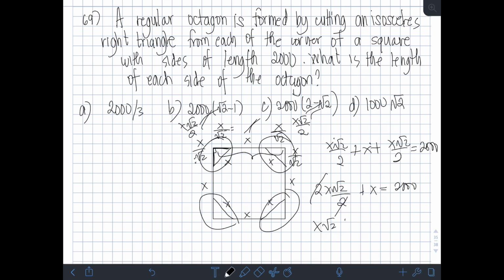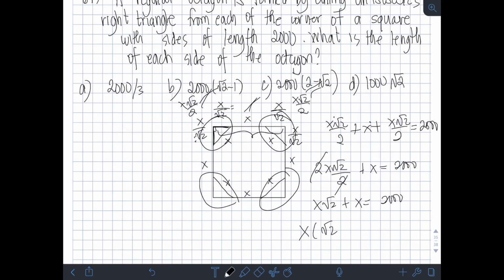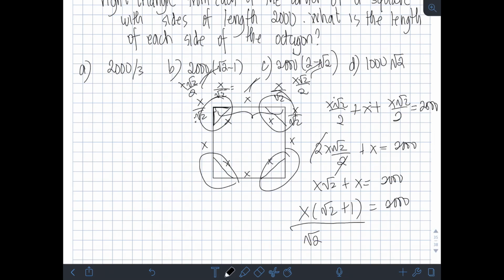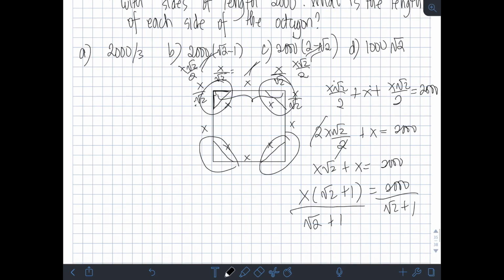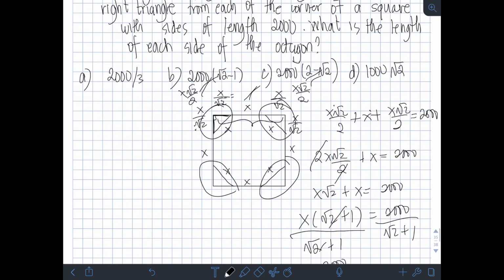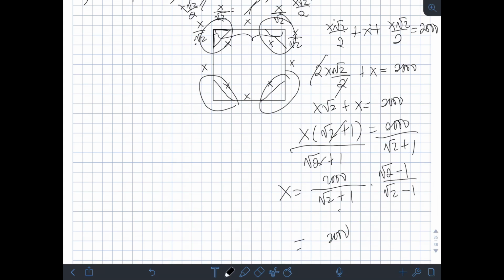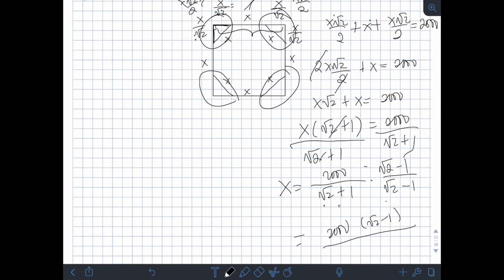So, cancel to. Magiging x square root of 2 plus x is equal to 2,000 or factor out si x: x times (square root of 2 plus 1) equals 2,000. So, divide natin both sides by square root of 2 plus 1. We have x or yung side nung octagon will be 2,000 divided by square root of 2 plus 1. So gusto nating i-rationalize. So para i-rationalize, multiply natin sa conjugate ng denominator which is square root of 2 minus 1. Ganun din sa numerator. So magiging 2,000 multiplied dito, square root of 2 minus 1, over square root of 2 plus 1 times square root of 2 minus 1.